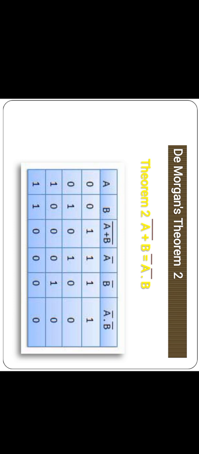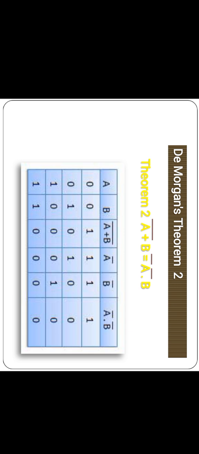Next, we can see the truth table verification of theorem 2. For 0, 0, a plus b the whole bar equal to 1. For 0, 1, a plus b the whole bar equal to 0. For 1, 0, a plus b the whole bar equal to 0. For 1, 1, a plus b the whole bar equal to 0.